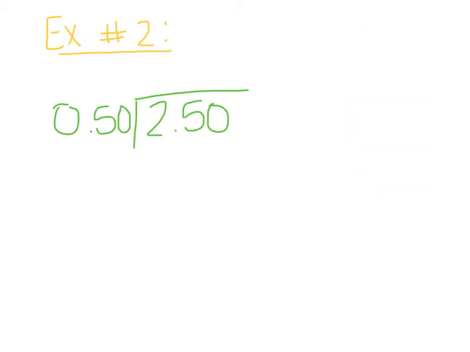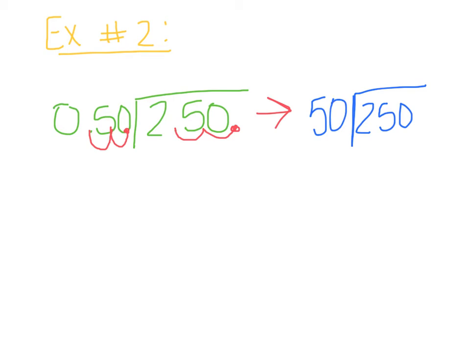Example number 2. We have to get rid of that decimal in the divisor. So this time we have to move it over to the right until we get rid of it. We have to move it 1, 2 places. We have to do the same thing in our dividend, 1, 2 places. Now I want to rewrite. So now I have 250 divided by 50. I ended up getting rid of the decimal in both of those numbers because I had to move it over twice in both of those numbers. So now I just divide like normal.